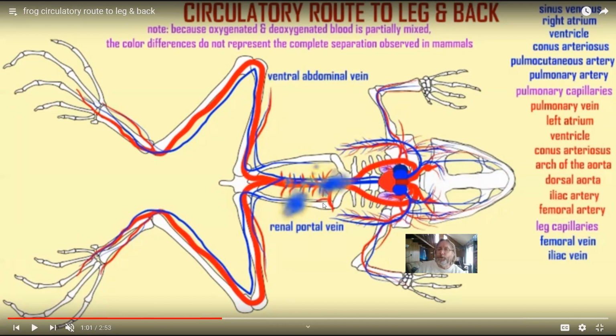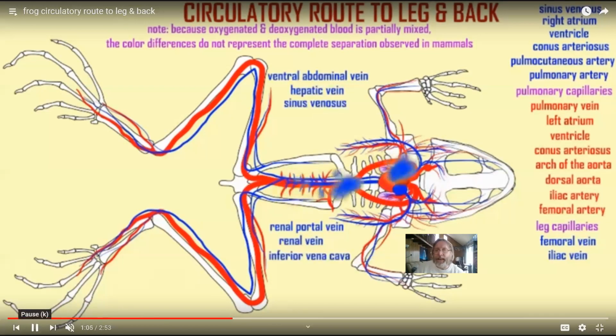There is a ventral abdominal vein, which will then go reach the liver, form the hepatic vein, and that can then empty into the sinus venosus. So that's one route back. But then here's a second one.